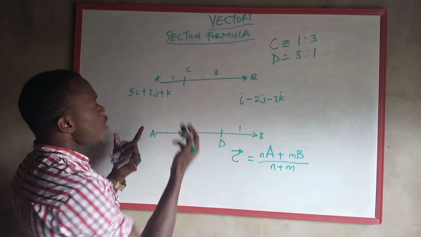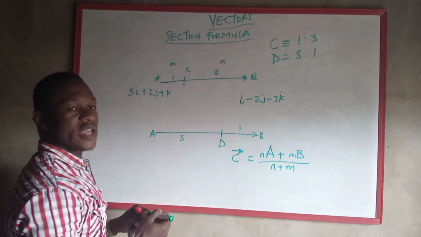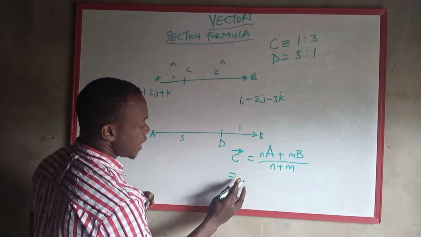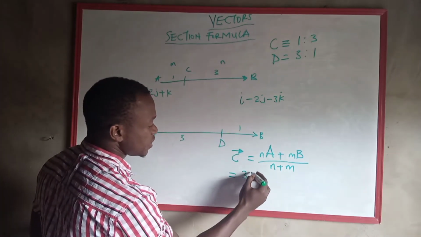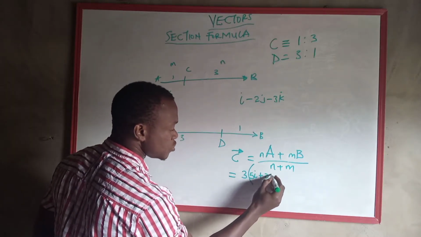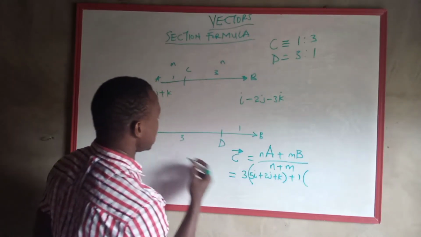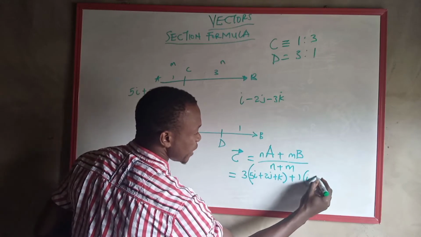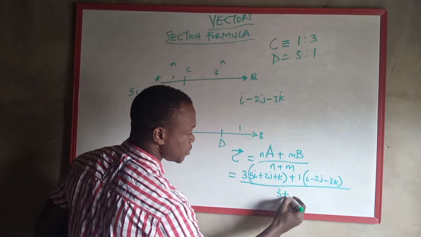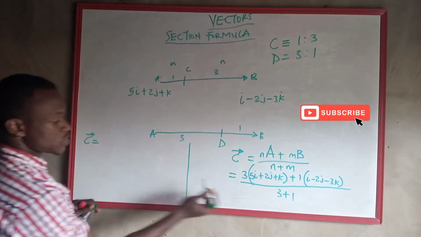Now what? If you compare this with our example, here is our m and here is our n. Our m goes with B and our n goes with A. So our n is 3, and 3 times A, which is 5i plus 2j plus k. Then our m is 1, and 1 goes with b, which is i minus 2j minus 3k, divided by n plus m, that's 3 plus 1. So if we continue, our vector C becomes 3 times 5.